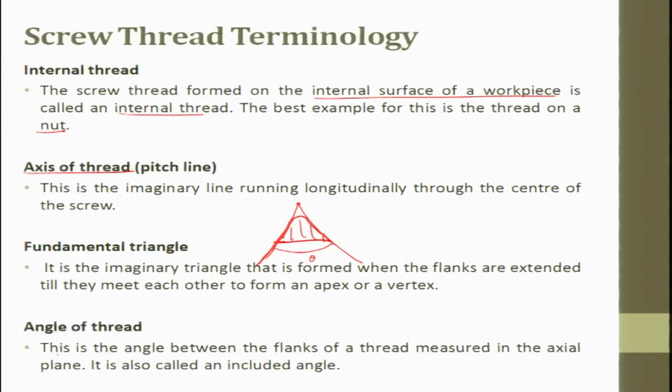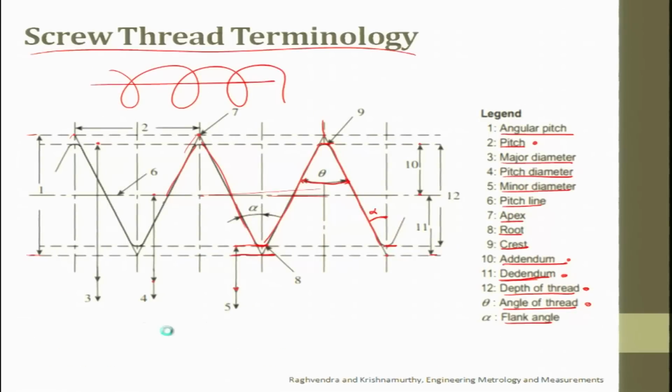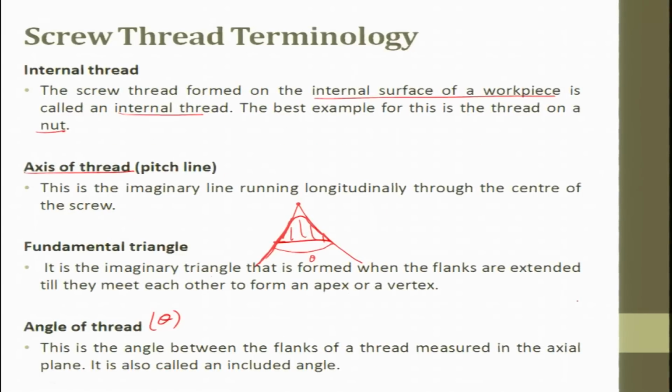Angle of thread. This is the angle between the flanks of the thread measured in the axial plane. This is the angle between the flanks, theta. If you go back and look at it, theta is nothing but the angle of thread. This is a flank, this is a flank. Between these two flanks, the angle which is subtended is called theta, which is the angle of thread. All these parameters have to be measured.